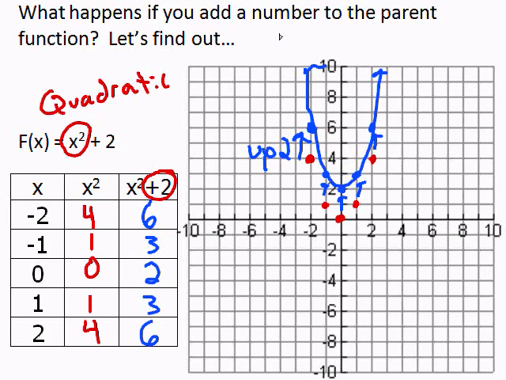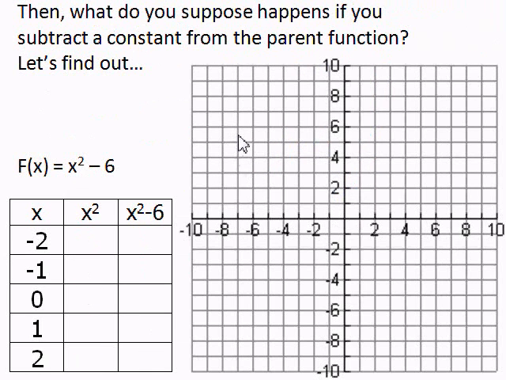What happens to the parent function when you add a number to it? The answer is that you move the parent function up. Or you can say shift or move the parent function up. So if adding a number causes the function to shift up, what do you suppose would happen when you subtracted a number from the parent function?